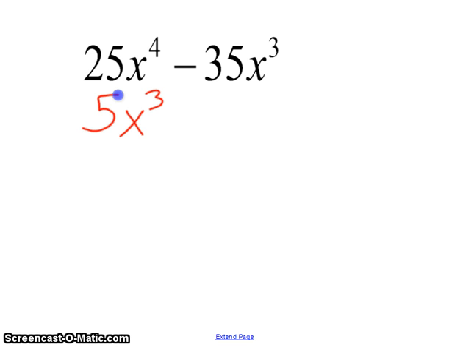And now I'm going to open my parentheses, and I'm going to divide 5x to the 3rd out of each term. So 25x to the 4th divided by 5x to the 3rd is 5x. Negative 35 divided by 5 is negative 7, and x to the 3rd will cancel.